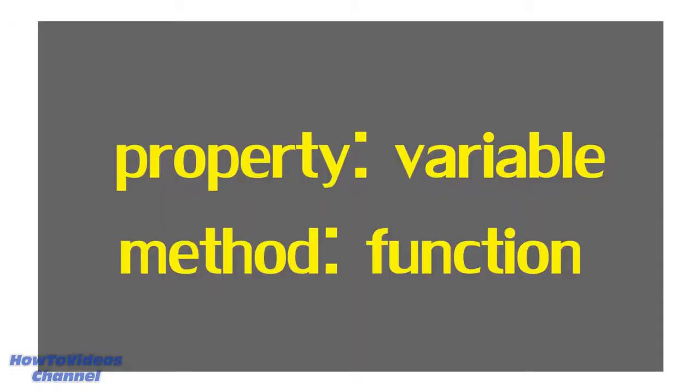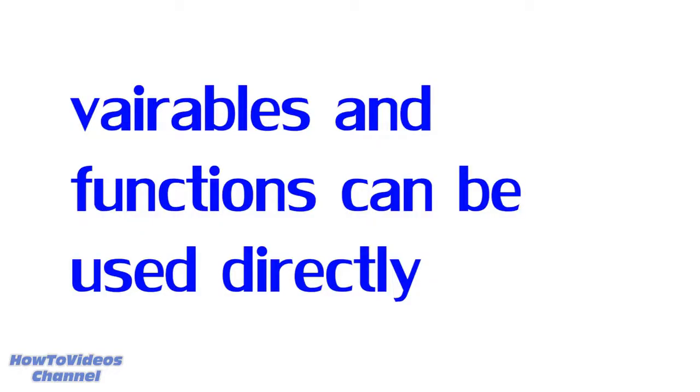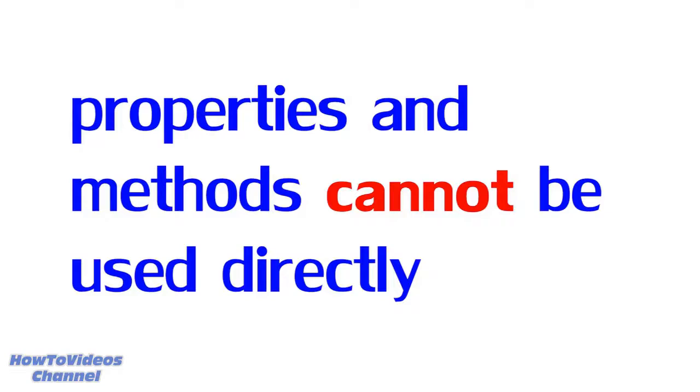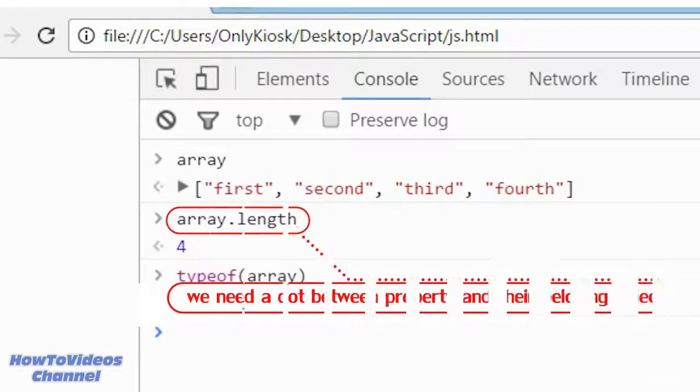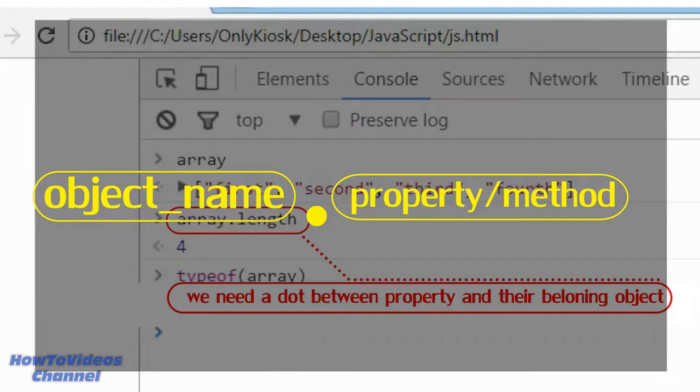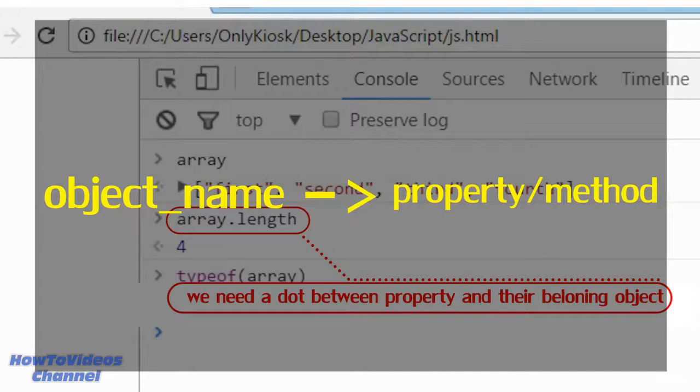Since property is actually a variable and method is a function, what's the difference between them? Well, you can directly use a variable or a function, but you cannot do this with properties and methods. You must specify which object they belong to first. This is why before the length property, we put a dot and the object name. The dot is for connecting the object and its methods and properties. A different language has a different rule in this regard. For example, PHP doesn't use a dot. Instead, it uses a dash and a right bracket.